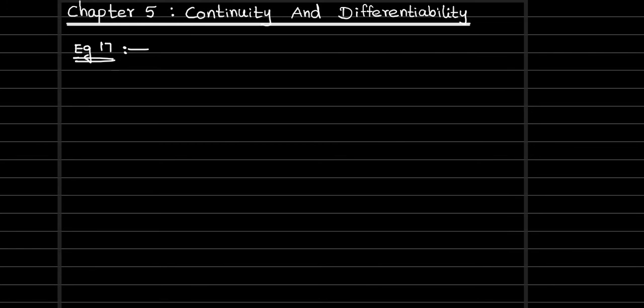In this video, we are going to see for CBSE Board, Grade 12 Standard Maths, Chapter number 5, Continuity and Differentiability. Already in the last videos, I have given the solutions for example 1 to example 16 with a detailed explanation. And in this video, we are going to see the example 17 solution.